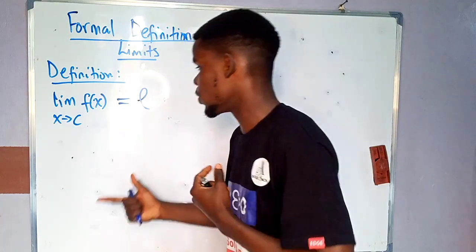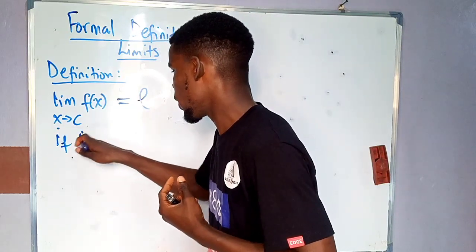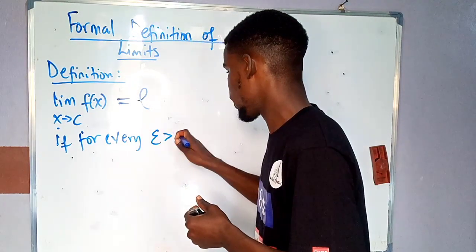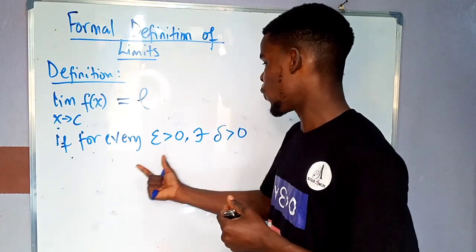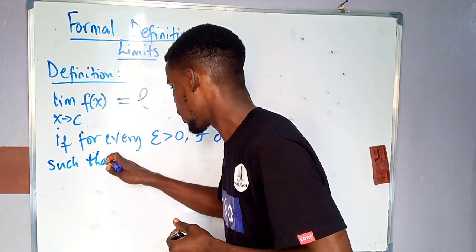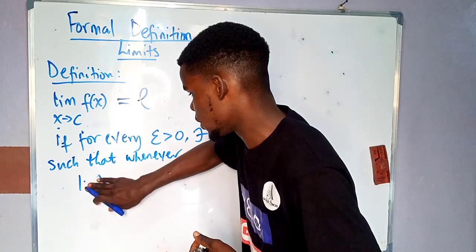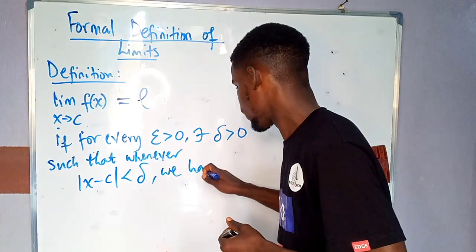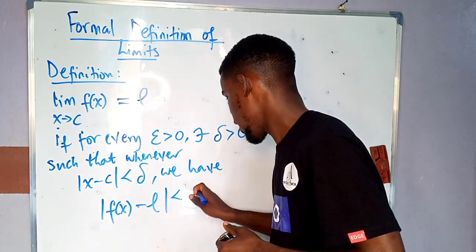So the limit of the function f as x tends to c is equal to L if for every epsilon greater than 0, there exists a delta greater than 0, such that whenever the absolute value of x minus c is less than delta, we have the absolute value of f of x minus L is less than epsilon.